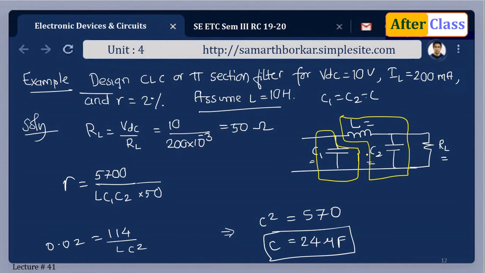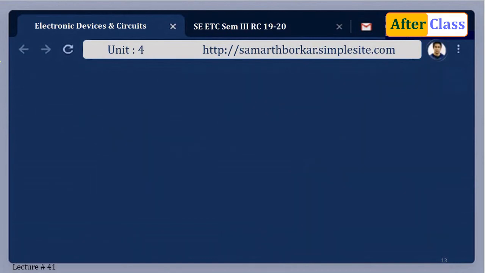Now let us check out some salient features of L section and CLC, that is pi filter, and then we'll start with the numericals. So salient features of L section and CLC, that is pi filter.